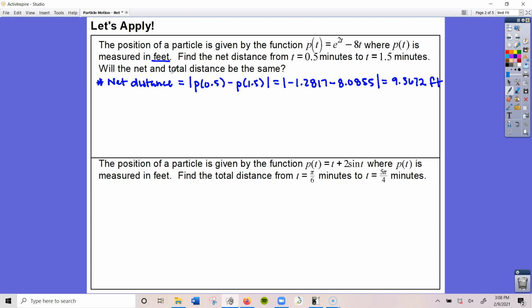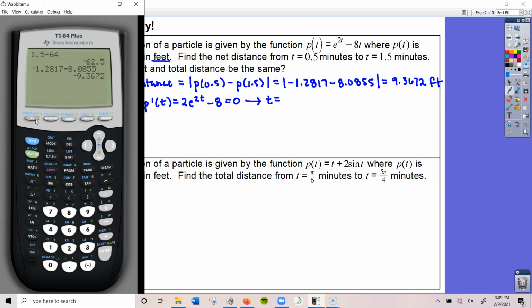Now to figure out if the net distance will be the same as the total distance, we need to figure out if the velocity will change signs, because if it changes signs, it changes direction. So we need the equation for the derivative of p, which is v of t. And the derivative of that would be the derivative of the exponent, which is 2, and then copy e to the 2t minus 8. So we're going to make it equal to 0 so we can see if there is a critical number.